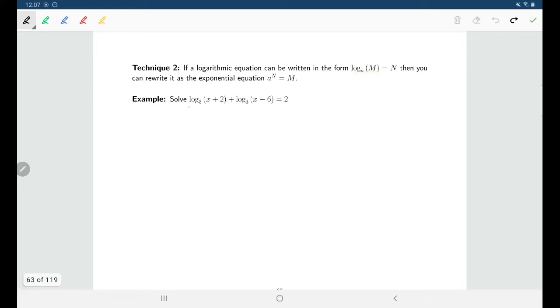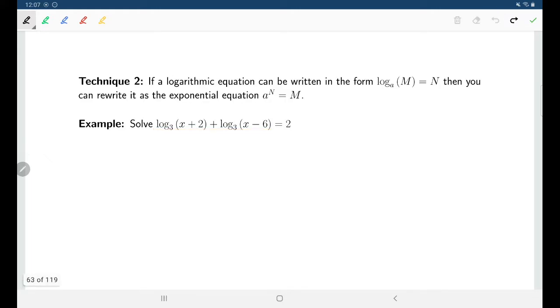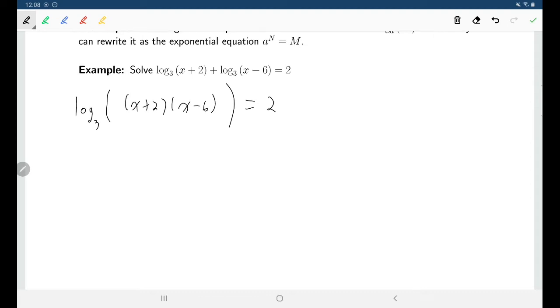Here, I'm looking on the left side, and I have one log plus another. I've got log base 3 of x plus 2, plus log base 3 of x minus 6, and all of that's equal to 2. I know that on the left side, if you have one log plus another log, and they both have the same base, you could combine the two logs together by saying it would be, in this case, log base 3 of x plus 2 times x minus 6.